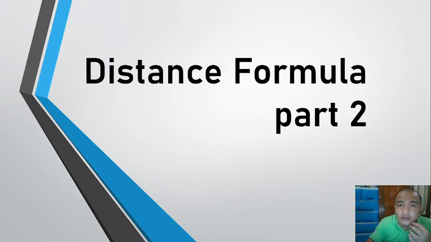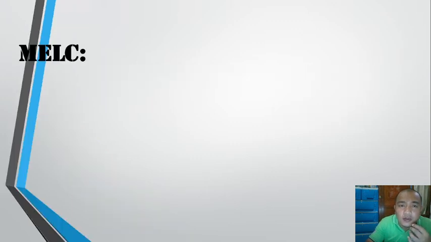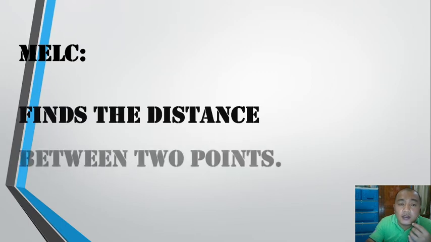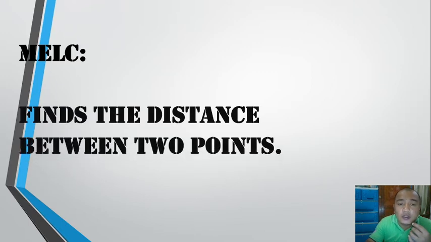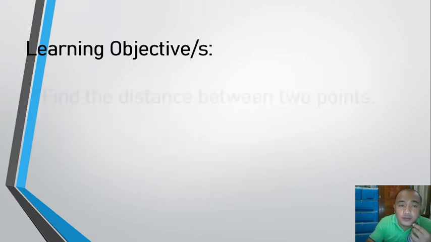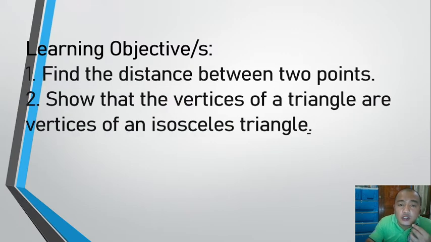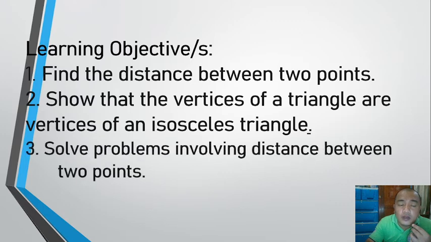Okay, so what is the MELC for this topic, or the most essential learning competencies? Find the distance between 2 points. By the way, this is for quarter 1, week 2 of our topic in analytic geometry. Learning objectives. Number 1, find the distance between 2 points. Show that the vertices of a triangle are vertices of an isosceles triangle. Solve problems involving distance between 2 points.